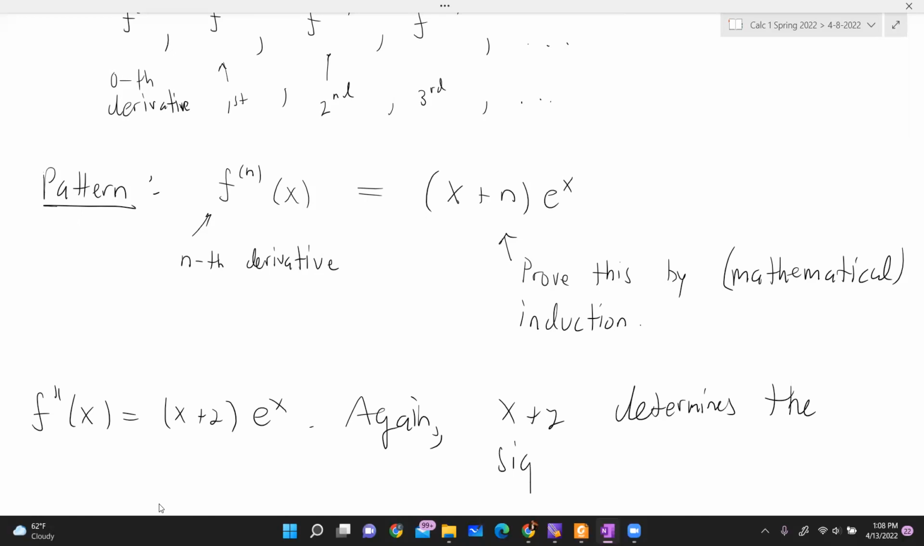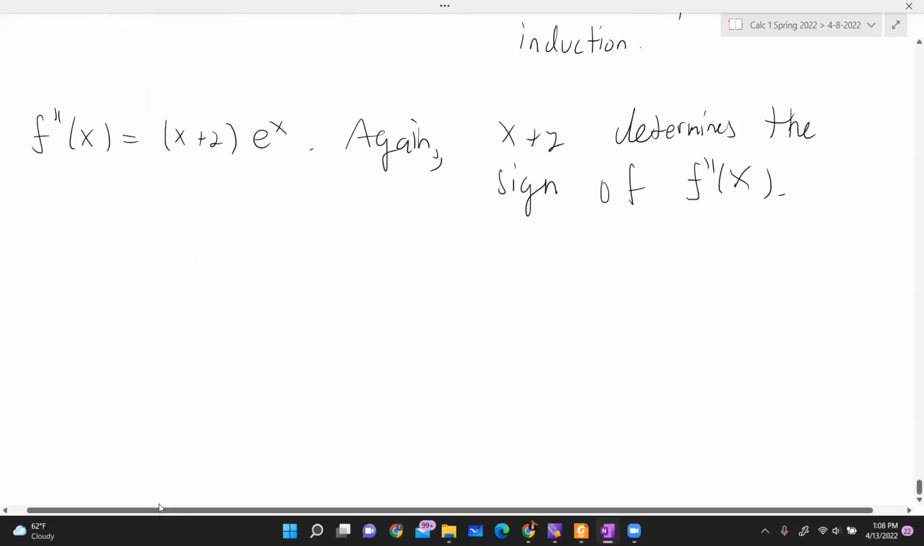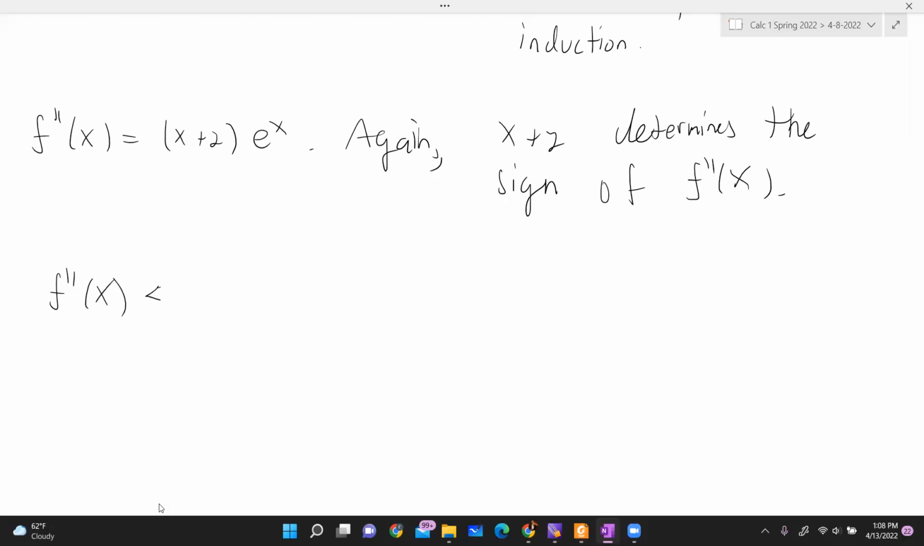It determines this factor that you're multiplying e to the x by, which determines the sign of the derivative, in this case the second derivative. So we can see that f double prime is, let's start with negative. Negative when x is less than -2. So this corresponds to concave, I think, yes, up. When the derivative is negative, this corresponds to concave up.